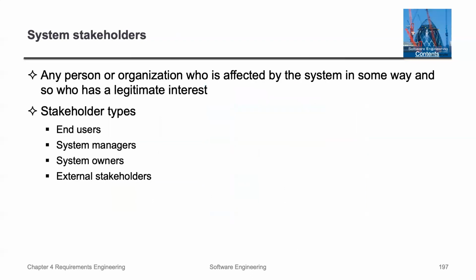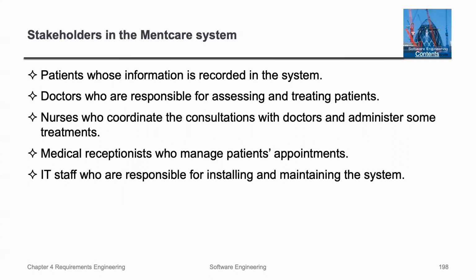A system stakeholder is any person or organization who is affected by the system in some way, and so who has a legitimate interest. Stakeholder types can be end users, system managers, system owners, and external stakeholders. If we think in terms of the MentCare system, you can have patients, doctors, nurses, medical receptionists, and IT staff. These would all have a slightly different set of things that they would be looking at for the system. This is something you want to be thinking about: the stakeholders, people that would be using this in different categories.